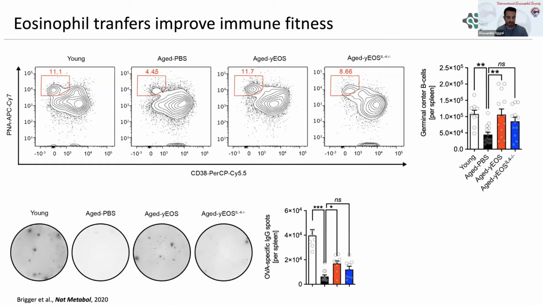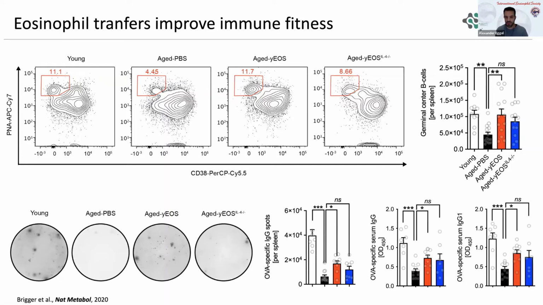If we do ELISpot assays, we can also see that we partially rescue the number of OVA-specific IgG producing B cells with the eosinophil treatment. And if we measure the OVA-specific IgG titers in the serum of those mice, we see the same picture. So the mice receiving eosinophils have higher IgG titers against the immunization.